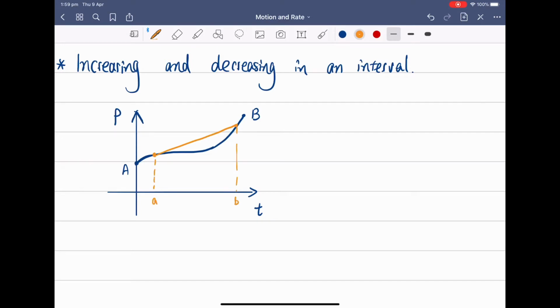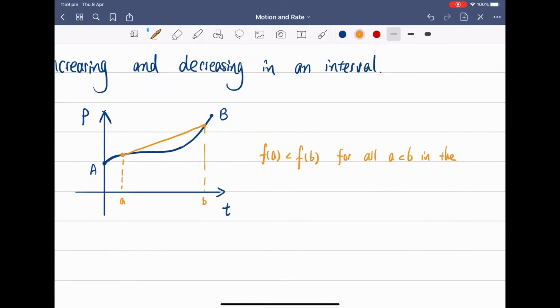So the proper definition is: the function f(x) is called increasing in the interval if every chord within the interval slopes upwards. That is, f(a) is always less than f(b), for a less than b, in the interval.